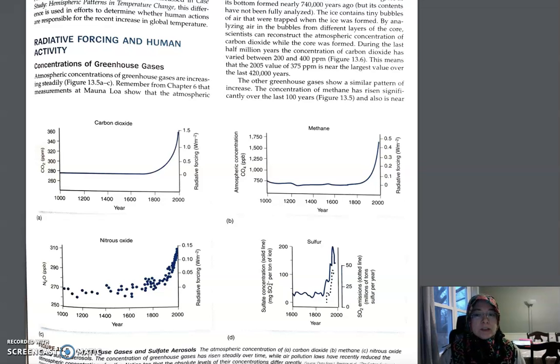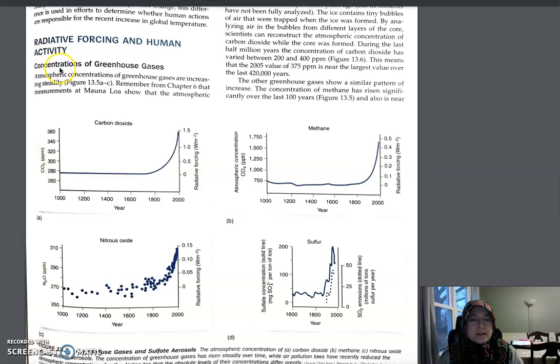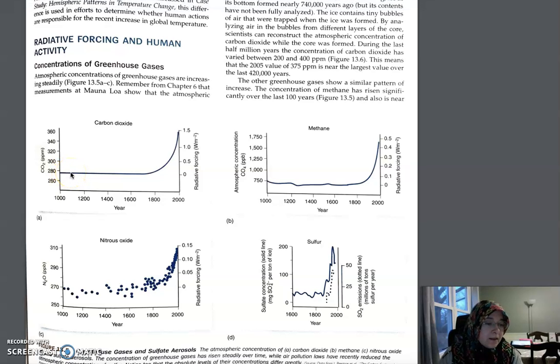Hello everyone. In this part, I want to show you the amount of greenhouse gases that has been measured in the last 1,000 years. Scientists measure the concentration of greenhouse gases, and they went back 1,000 years. How did they do that? They collected layers of ice from Greenland and Antarctica.